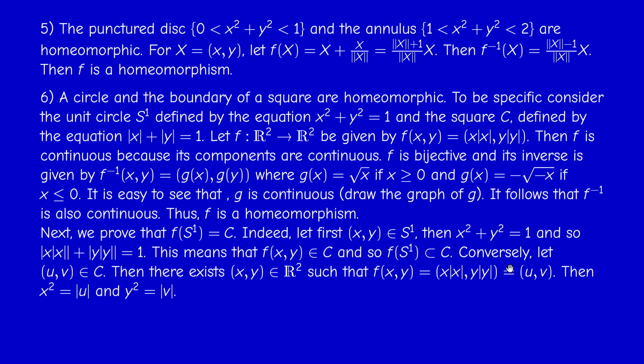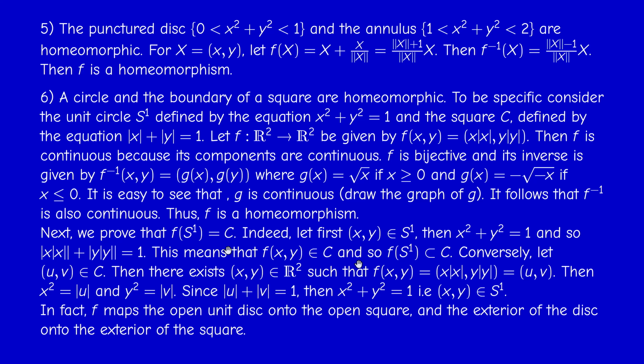And now it's easy, because if absolute u plus absolute v is equal to 1, then it means that absolute of this plus absolute of this is equal to 1. And this precisely means that x squared plus y squared equals 1. So (x, y) is in the unit circle. So this is just simple algebra. Okay, and you can prove actually more. It maps the open unit disk into the open square, and the exterior of the disk onto the exterior of the square. Okay, very simple.